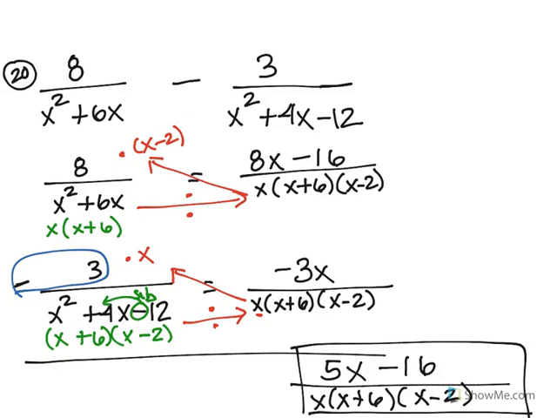Number 18, we have (x plus 2) over 5 minus (6x plus 3) over 3x.